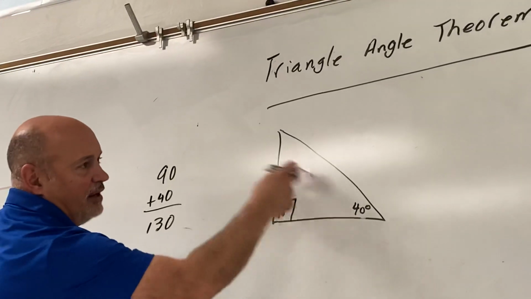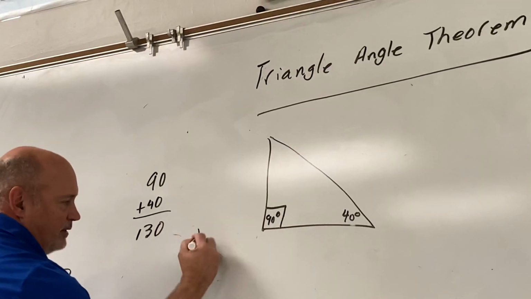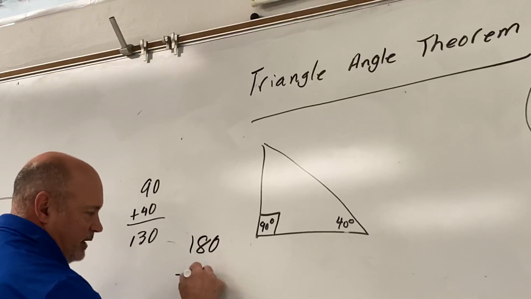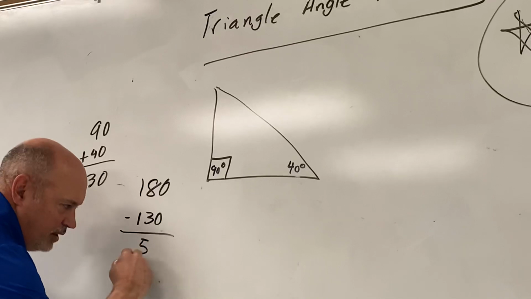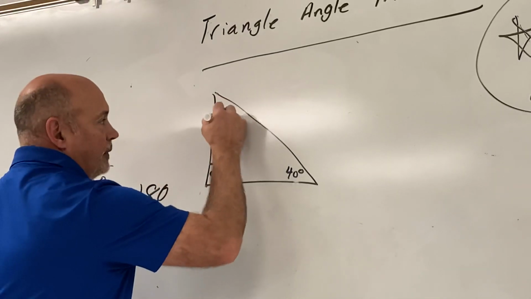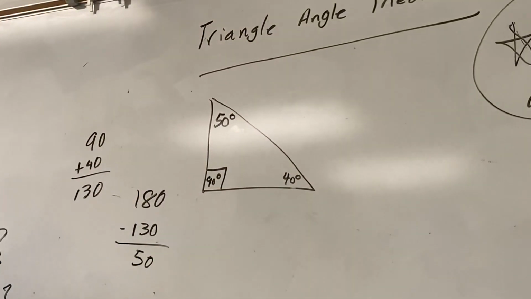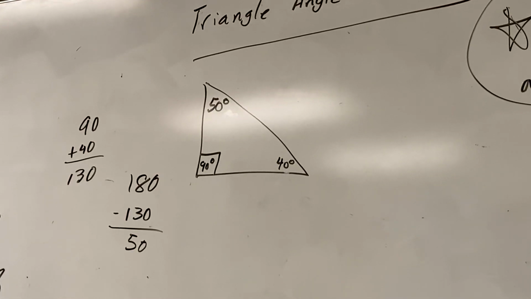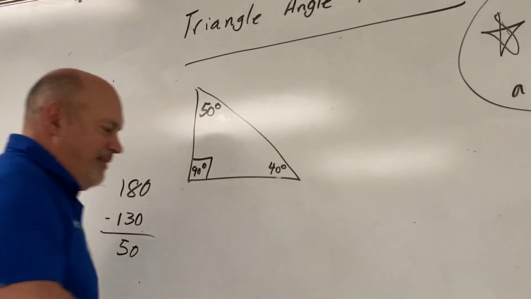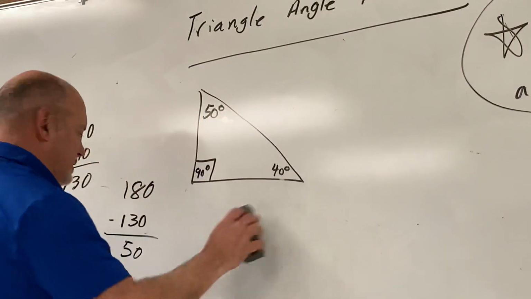Good. Didn't we say that all three have to add up to 180? So let's do 180 minus 130, and that will tell me how much is in that third corner. How much? 50. 50 degrees. Questions so far? There may be one or two that easy on the homework. Okay, the rest of them may look something like this.